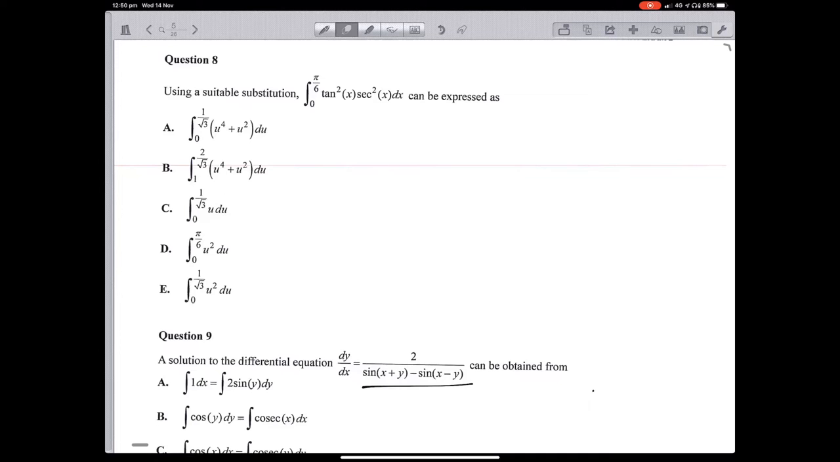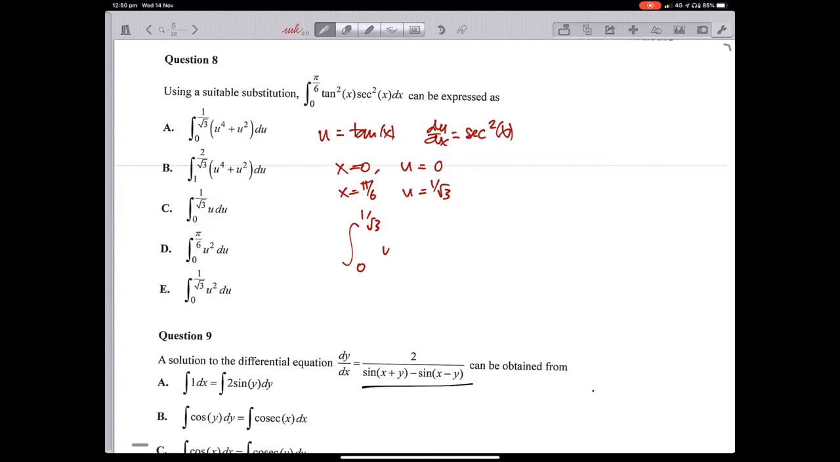Okay. Let's let u equal tan x, du dx is sec squared x. If x equals 0, u is tan of 0, 0. X equals pi on 6, tan of pi on 6 is 1 on root 3. So we would have 0 to 1 on root 3, u squared, tan squared, du dx, dx, so they'll cancel. So that looks like it's E.